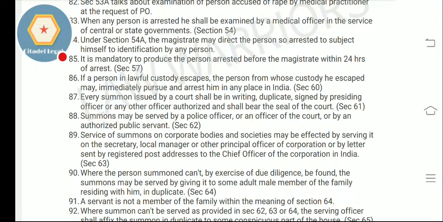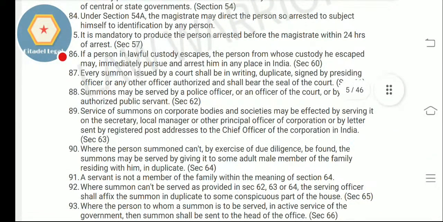Every summons issued by a court shall be in writing, in duplicate, signed by the presiding officer or any other officer authorized, and shall bear the seal of the court. Very, very simple. Now, 62. Summons may be served by a police officer or an officer of the court or by an authorized public servant. Okay. Now from section 61, the provisions of summons under the Criminal Procedure Code have started. We are dealing with that.